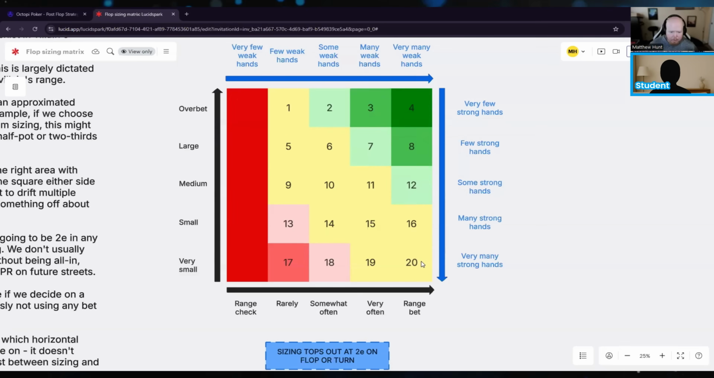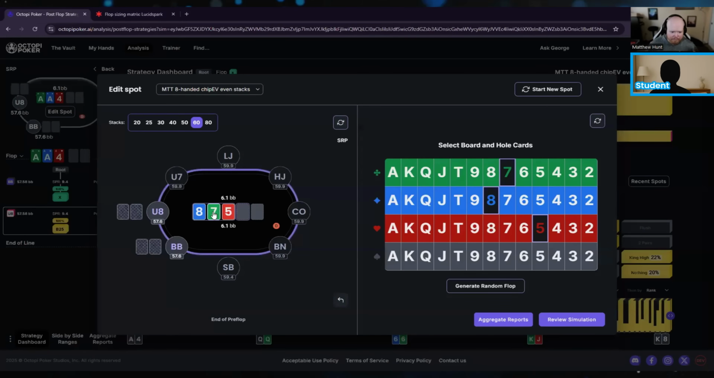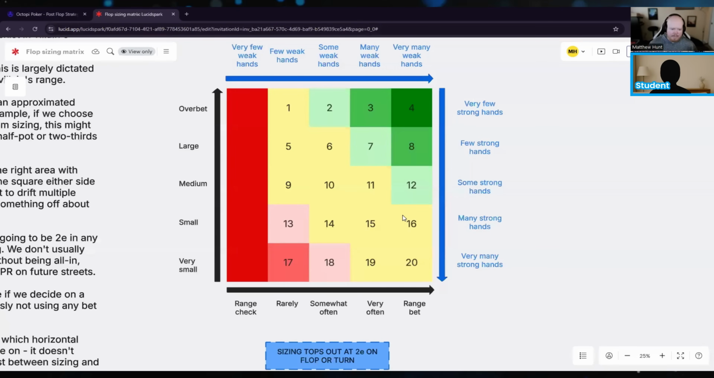Because even though they do have a decent chunk of strong hands on this board, they probably don't have 9-6 offsuit. They might not have 6-4 offsuit. There's hands here that they don't have. And there's also a lot of the two pairs and stuff here. They don't have super high equity because they are quite vulnerable. So in terms of the number of strong hands, we're probably going to put it somewhere in the middle here, right? It's not really going to be too far on either extreme.